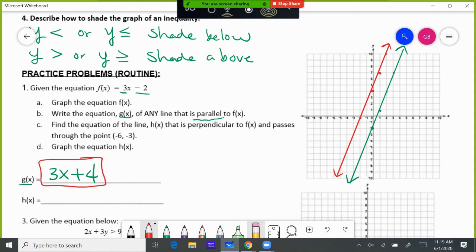Letter C, find the equation h of x that is perpendicular to f of x and passes through the point (-6, -3). So perpendicular. If I started off with the slope 3 over 1, remember you have to do the opposite reciprocal, so it goes from positive to negative, and instead of 3 over 1, it's 1 over 3.